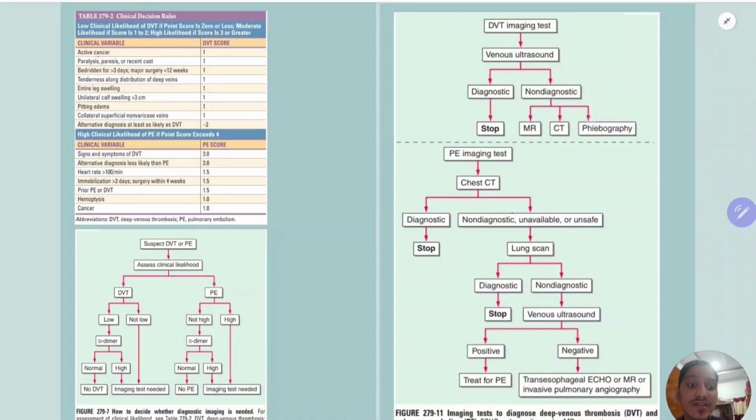And according to McMaster Textbook of Medicine, if you don't have availability and the risk is high, then straight away it says go for treatment. If there are no contraindications for anticoagulation therapy, you go for anticoagulation therapy.